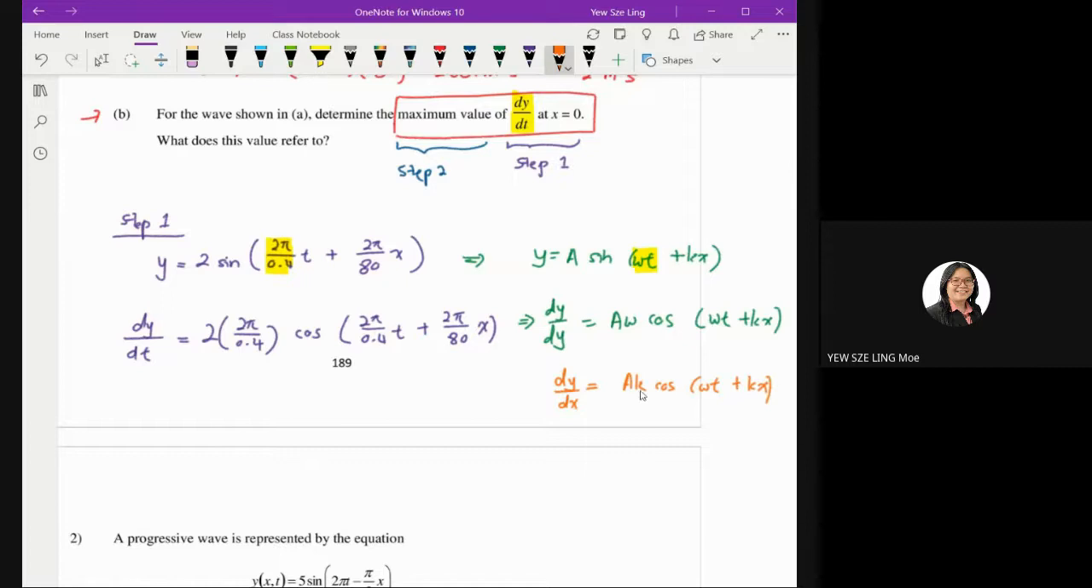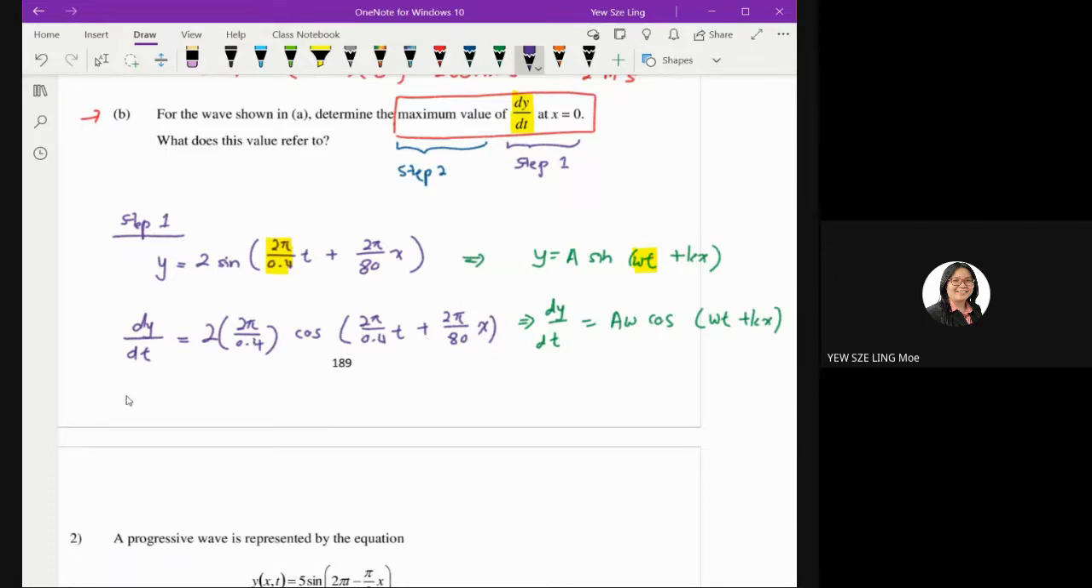So it depends on what you differentiate with respect to. If you differentiate with respect to time, then you differentiate omega t. If you want to differentiate with respect to distance, then you differentiate the one with x. But because the question is asking for dy over dt, we don't want this one, since the question asks to differentiate with respect to time. So dy over dt equals 2 pi over 0.4 cos (2 pi over 0.4 t plus 2 pi over 80 x).